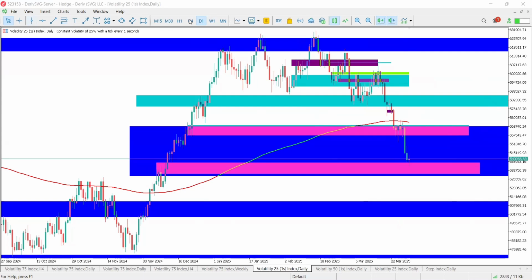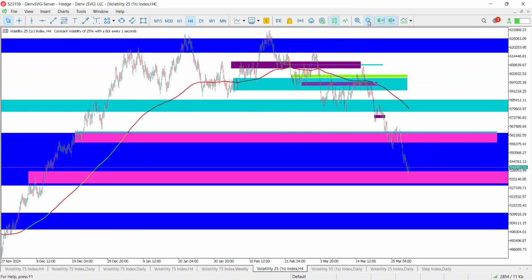If you come to H4, everything is very clear. We don't have a retest on this level here. This is the level I'm talking about. We don't have a retest at this level. So if price can push a little bit back here with a change of trend, we shall be looking for a sell up to this level.